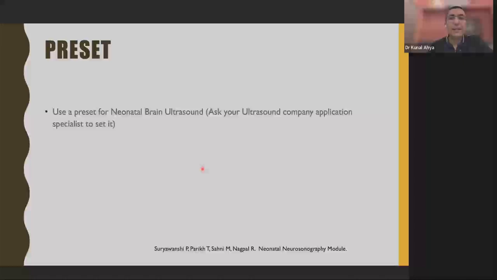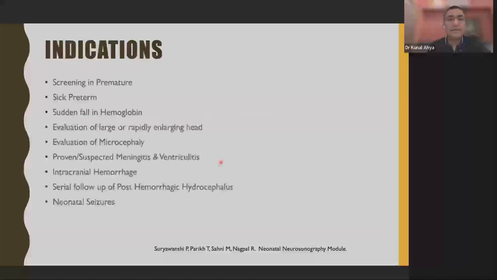And if you are initially not able to decide what is the better image for you when you are buying a new machine, you can take help of your radiologist also. You can call him to your unit and ask him to guide this machine person, or usually the ultrasound person, or the application specialist, is well aware how to set this.